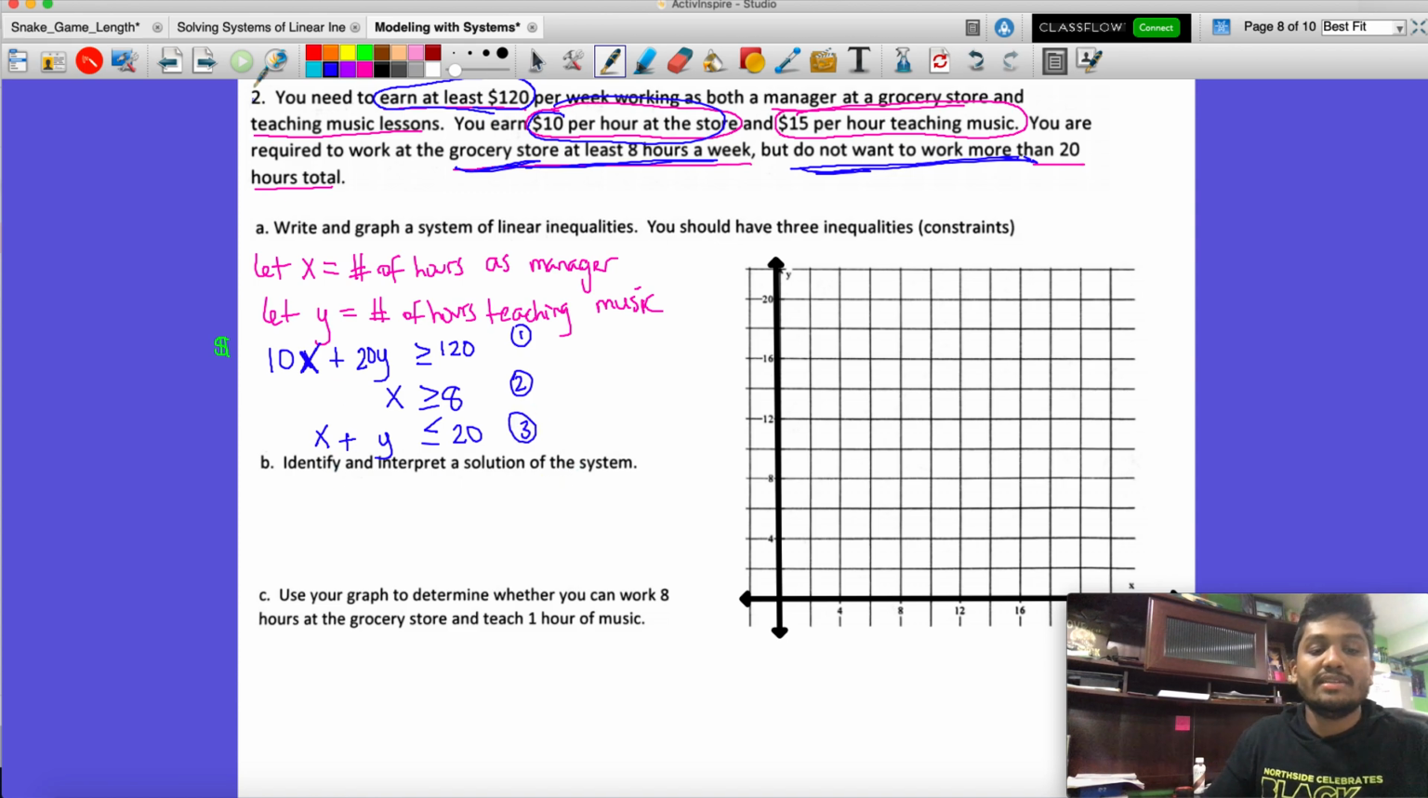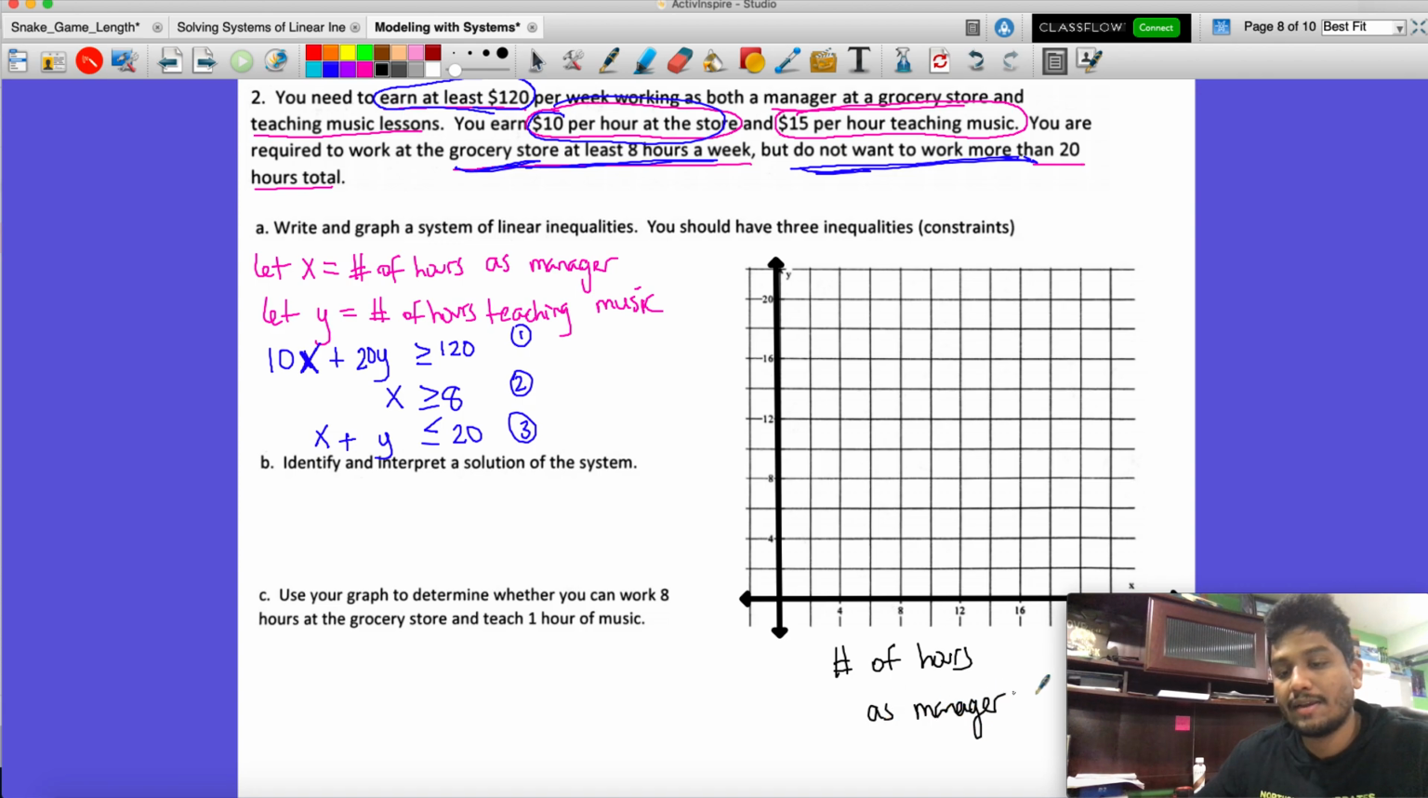Okay, now it says that we need to identify and interpret. So to do that, we need to actually graph this. What I like to do first is write down what the units are. So we see X is the number of hours as manager. I'm going to say number of hours as manager at grocery store. I'll just write grocery. And then this would then be teaching music, and I'll just write the number of hours on the top, number of hours.